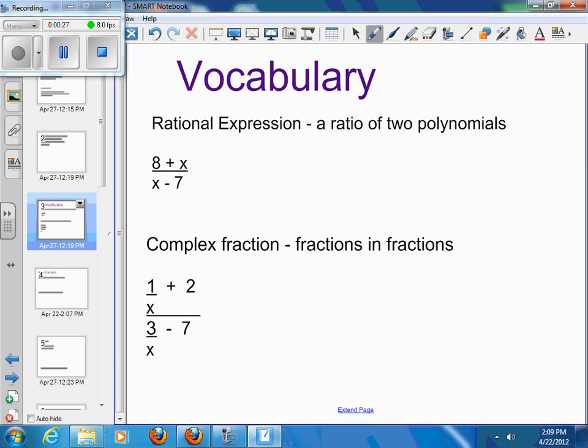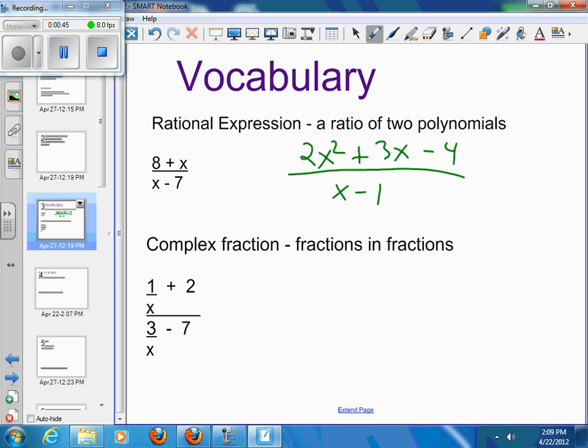You could have another example, 2x squared plus 3x minus 4 all over x minus 1. That would be another rational expression. Rational means fraction, expression means more than just numbers, right? We've got letters mixed in there.